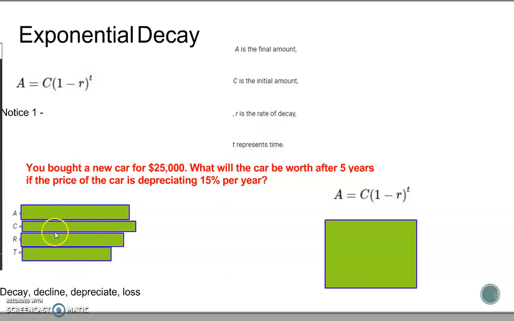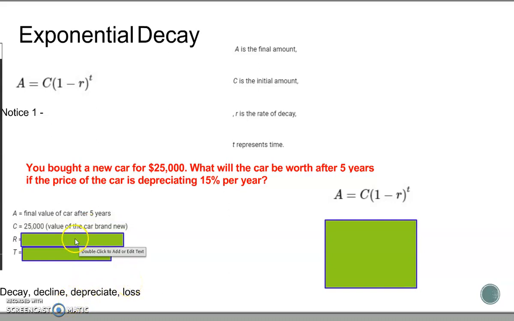So for example, you bought a new car for $25,000. What will the car be worth 5 years after if the price of the car is depreciating 15% per year? So again, my A value is the final value of the car after 5 years. We don't know that yet. C is our initial amount, which the car was $25,000.